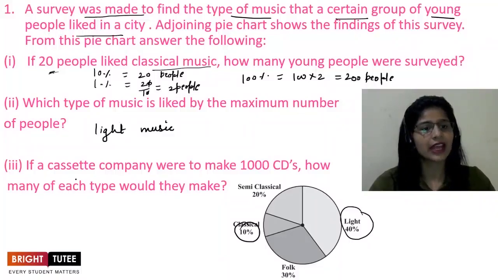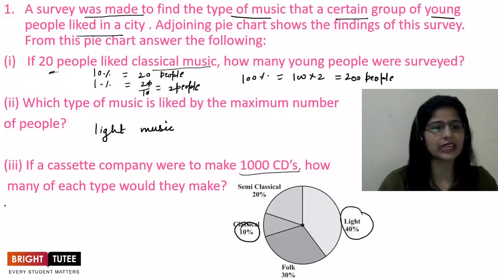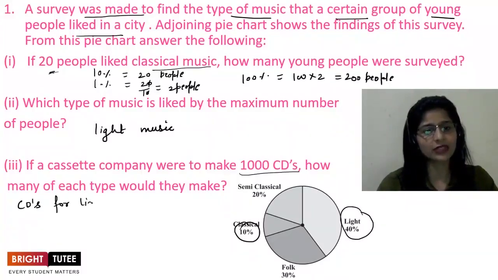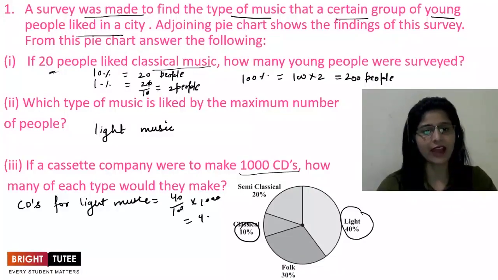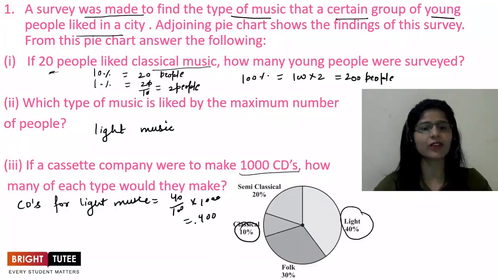Here it says, if a cassette company were to make 1000 CDs, total they are making 1000 CDs, how many of each type would they make? So we are going to find out each percentage. For light music, what is the percentage? 40%. So 40 upon 100 of what? 1000 CDs. So 100 getting cancelled with 100, we have 400 CDs. They will make 400 CDs of the kind light music.